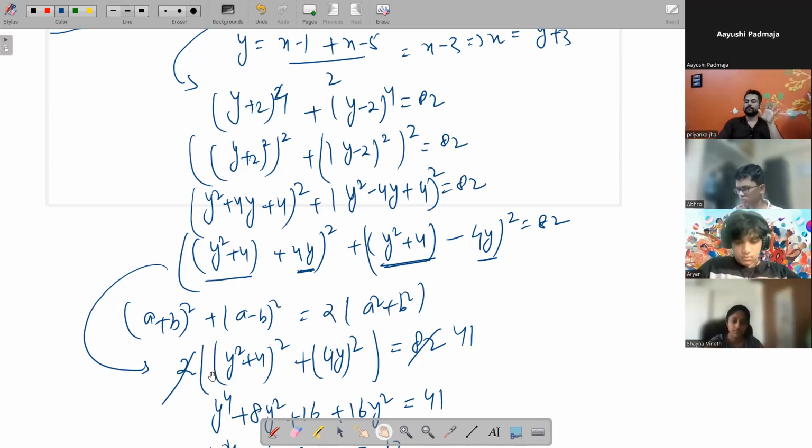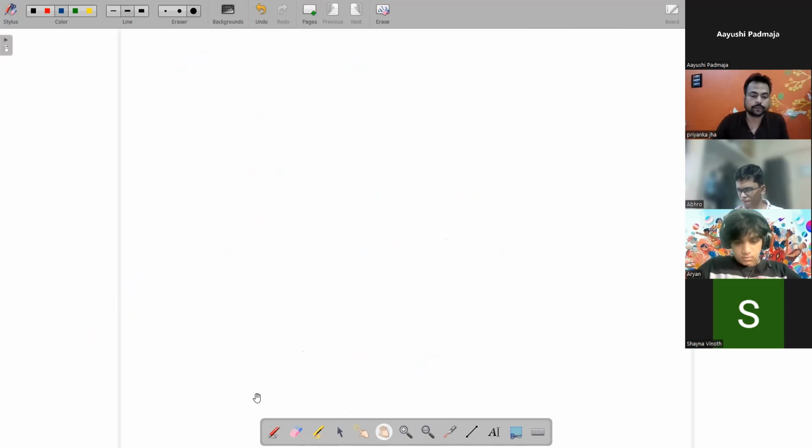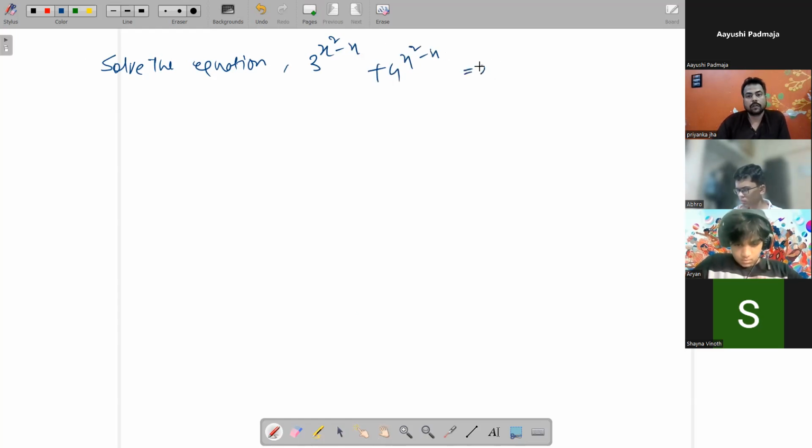Done, everyone? Aryan done? Ayushi done? Yes sir. Okay. Now, next question is for you. Solve the equation 3 x square minus x plus 4 x square minus x equal to 25. Solve.